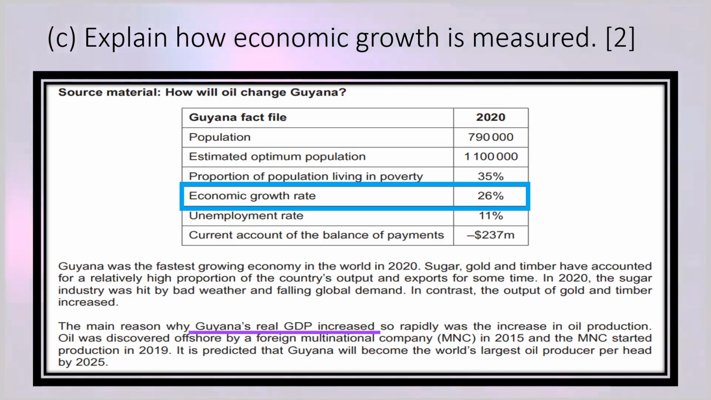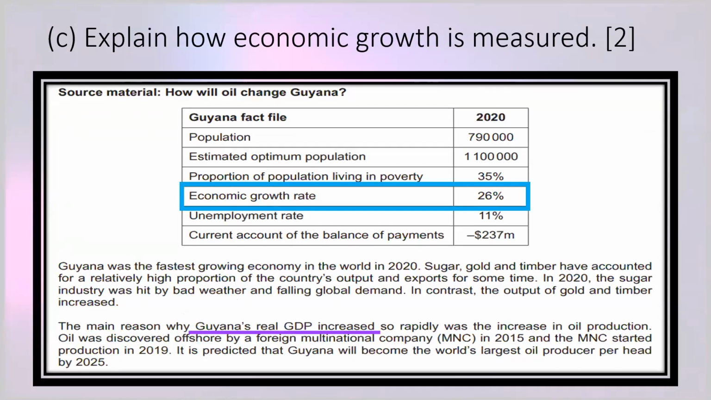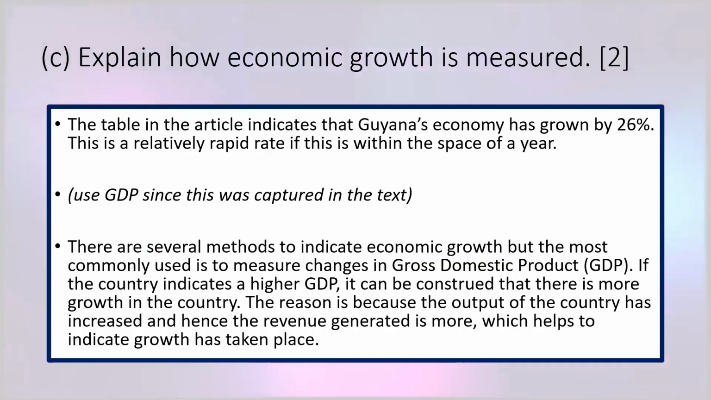Okay, they're asking you how the growth is measured and they gave you the percentage. There's a 26% thing. So I would start off by telling the examiner the table in the article indicates that Guyana's economy has grown by 26%. And this is actually quite a lot if it is within the space of a year. They did not say so. They just said 2020, 26. So I'm going to assume that within the space of 2019 to 2020, this has happened. Got me? Okay. So if within the space of a year the economy has grown by 26%, more than a quarter it has grown. So it's quite rapid.